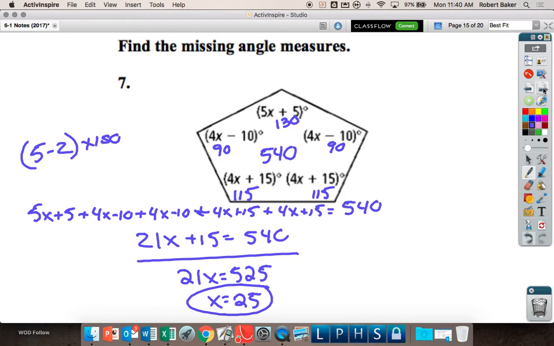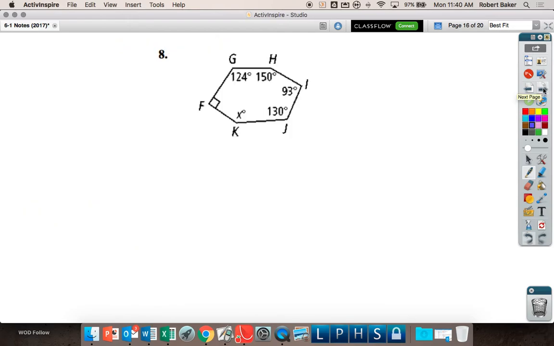So maybe a little easier here. It says find x. 1, 2, 3, 4, 5, 6. What are you counting? Sides. Could you count angles? Yeah, it doesn't matter. That's a total of 720. We're missing the first layer of geometry. There is 720 degrees in this shape.